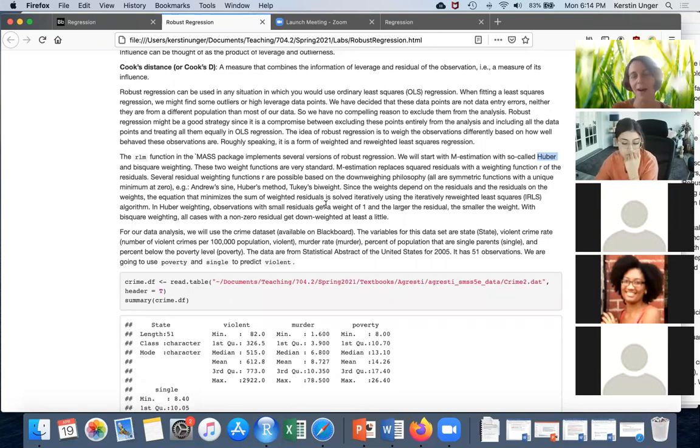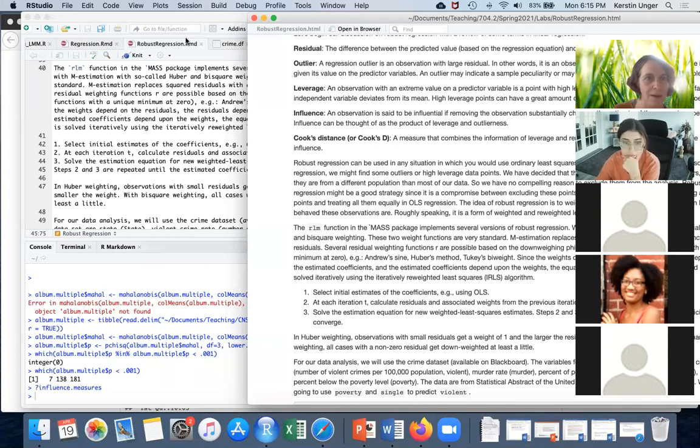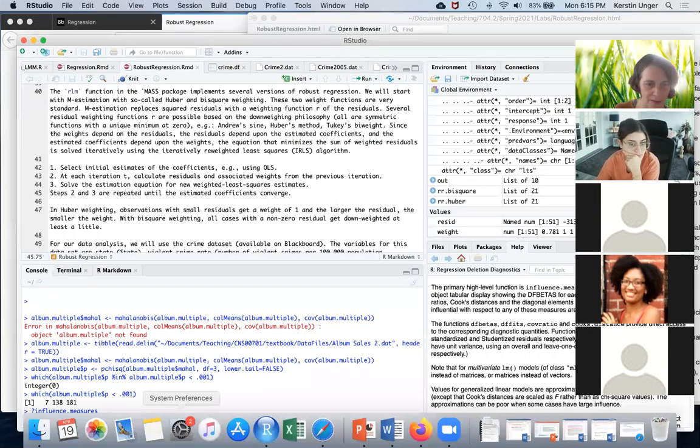One quote unquote problem with this approach is that, actually I think I have an updated version of that on Blackboard. Let me just check very quickly here. Second.